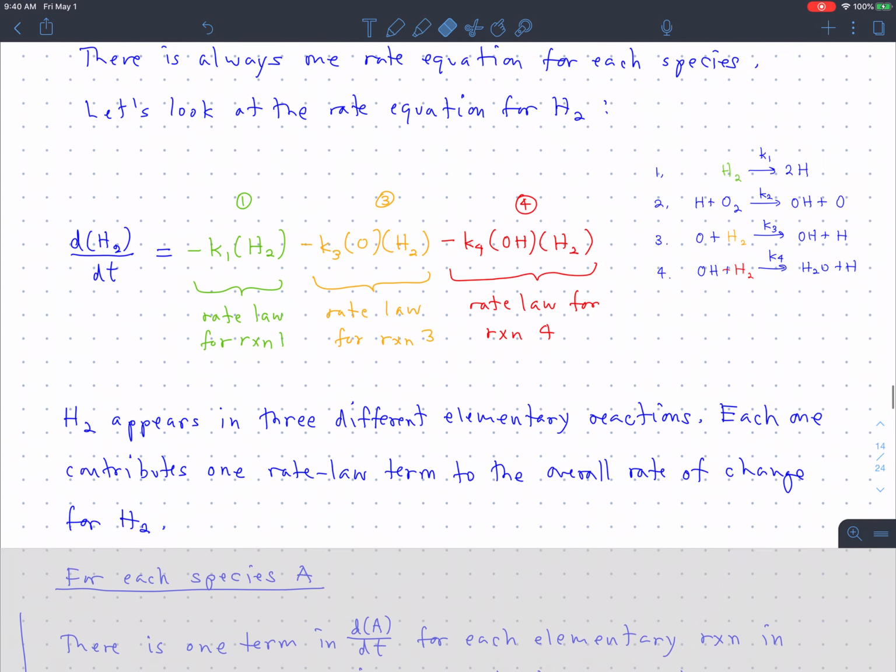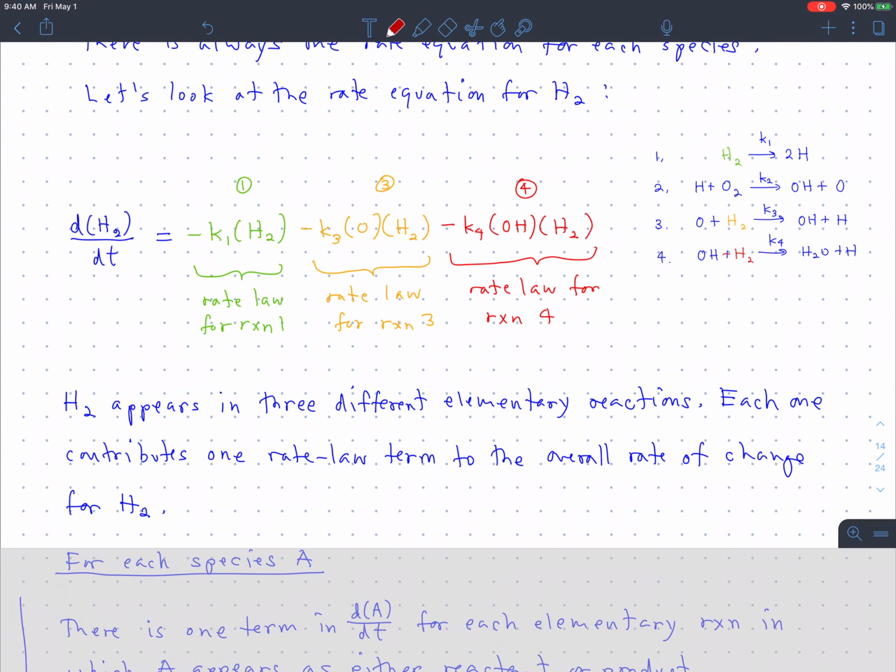I have an example of that for H2. So here's the rate of change for species H2 using our standard example mechanism for the water forming reaction. And let's look at what those contributions are. So here's the overall change, rate of change for H2.